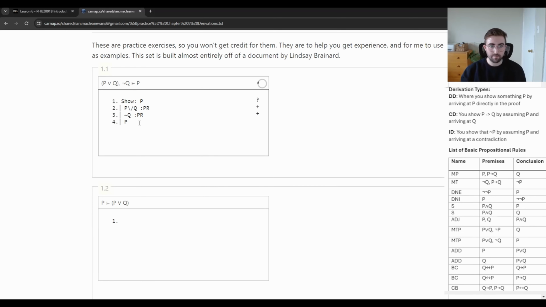So we'll get P. And what rule did we use for that? Well, we used modus tollendo ponens, right? And we did it using lines 2 and 3 because this negates one side of the or claim, so we're left with the other side. And there you go. That's our direct derivation. We showed what we were trying to show, and there it is.